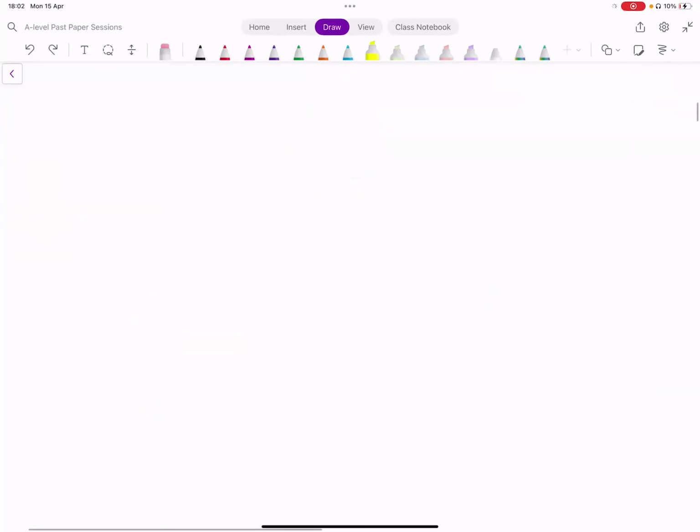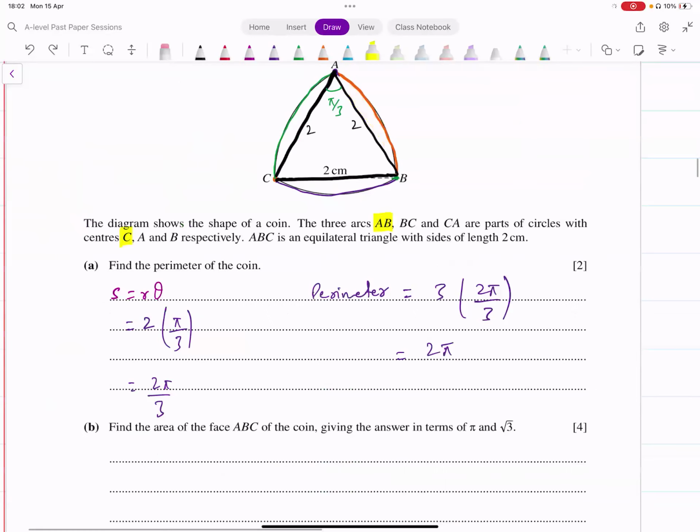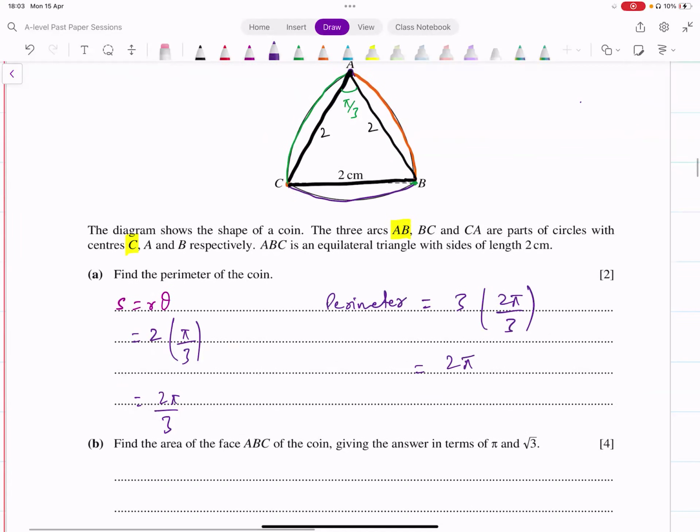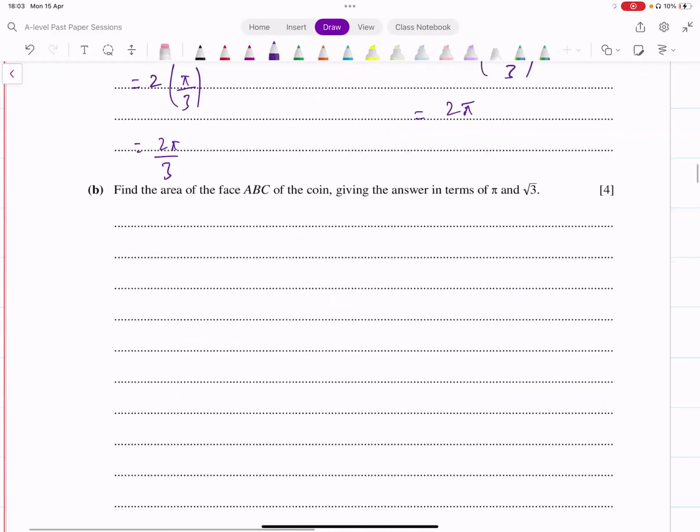So you just find all of these areas individually, one by one: find the area of the triangle, find the area of one segment, multiply that by 3, and then just add all of those individual areas. So how do we go about doing this? Let's find the area of the triangle first of all. We will need that for finding the area of the segment anyway.